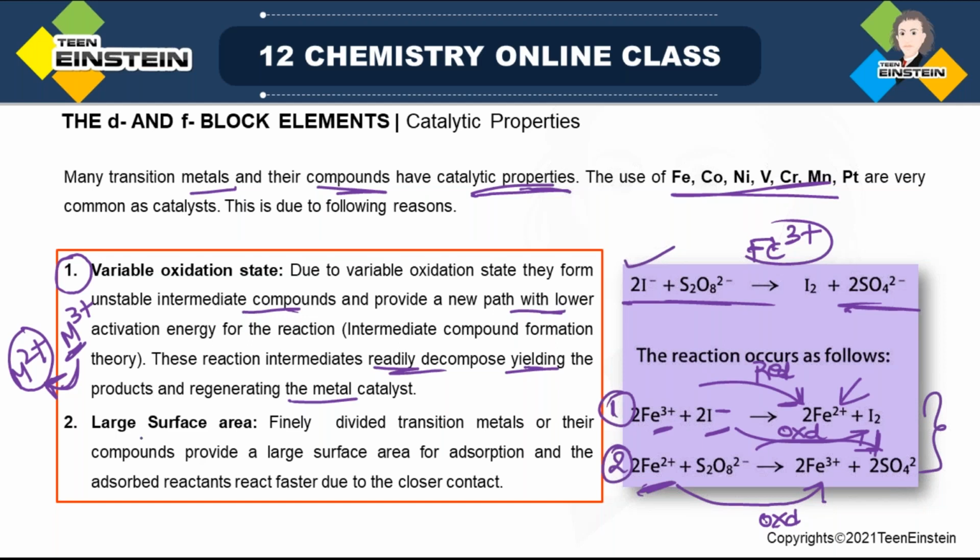Okay, variable oxidation state. Second reason, large surface area. Transition metals we can get in a finely divided state, that is powder form, or their compounds are also possible to get in that particular physical state. The finer the particles, in powder form like this, obviously the surface area will increase. When surface area is increased, as the reactions occur on the surface of metals, adsorption of the reactant, that is the substrate, will be very good, and as a result these adsorbed reactants can react faster. So the higher the surface area, the higher the reaction rate, and they can come close to each other also. So large surface area is another reason for which they can show catalytic property.